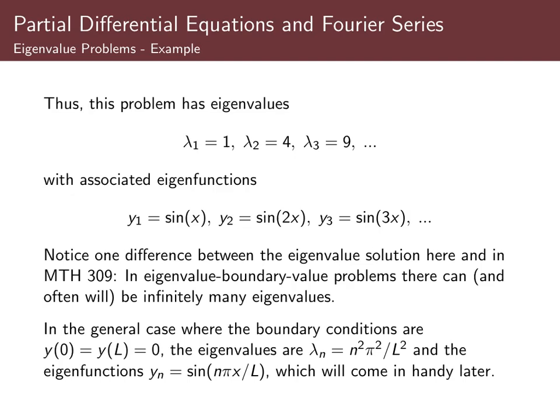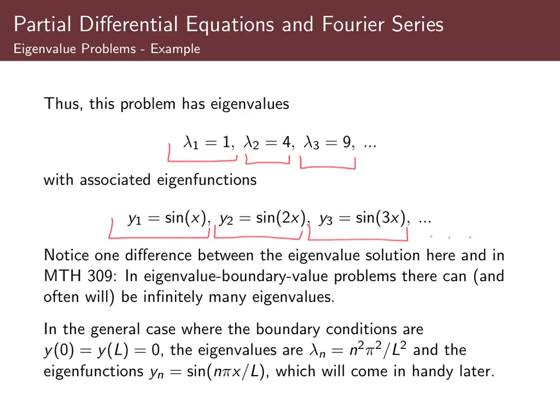And the eigenfunctions associated with those are going to be y1 is equal to sine of x, y2 is equal to sine of 2x, and so forth. And so in this case, we actually have infinitely many eigenpairs, which is a bit different from Math 309. A matrix that's n by n has at most n distinct eigenvalues, but not anymore. Here we're actually going to have infinitely many eigenvalues and eigenfunctions. Okay, so that's one difference here.